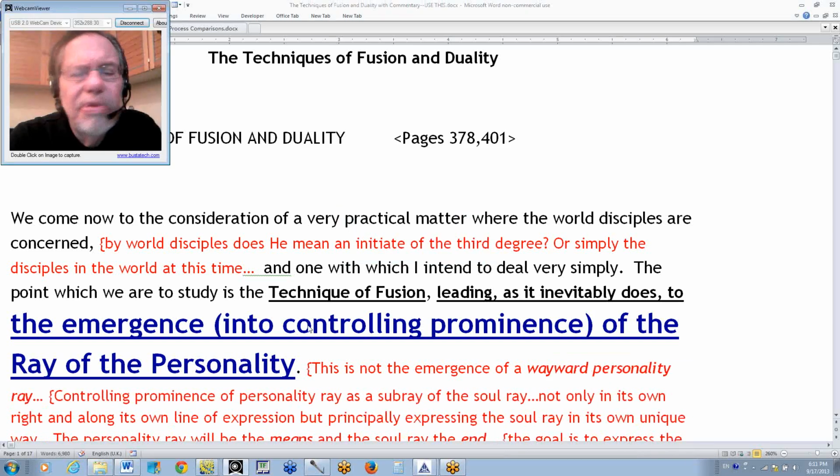But the personality ray here in the techniques of fusion is the servant of the soul ray, and the deeper objective, the deeper motive, will always be that of the soul, correlated with the type of energy that is expressing through the soul ray.